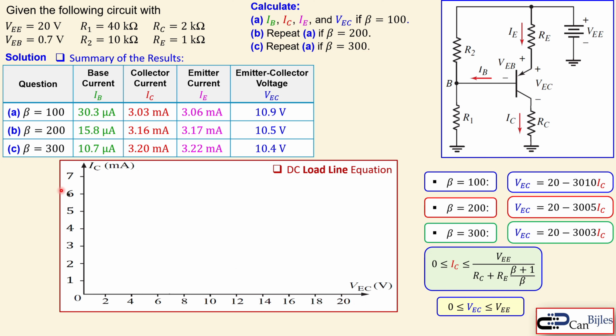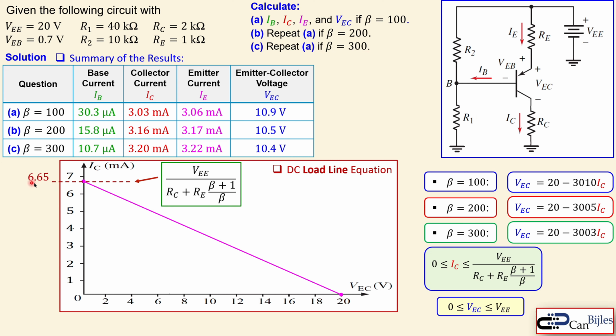Now we need a DC load line. That means we need two intersection values to draw this line. For the collector, this is the maximum value. If I substitute in here the VEE, RC, RE, and also the beta, it doesn't matter which one you take. An approximate value is approximately 3000. Now you do 20 over 3000 or 3010 or 3005 or 3003, and you will get this. The other one is 20 because that is the maximum value of the VEC. This part is really the maximum current, which is approximately 6.65 milliamps. Okay, all right, now we have 20, which is the maximum VEC when the current is going down to 0. Now we have a couple of values for different betas.